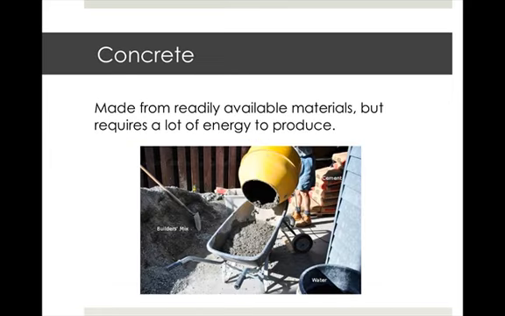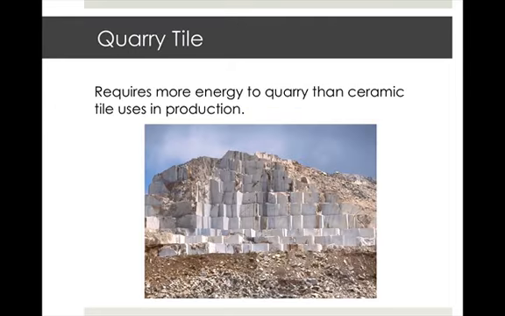Concrete is made of readily available materials and usually is produced close to where it's needed, but the production and transportation of concrete does require a lot of energy. And finally, quarry tile, while 100% natural, will require more energy to produce than ceramic tile. There's actually a table in your book where you can see the various amounts of embodied energy different products will take to produce and ship.